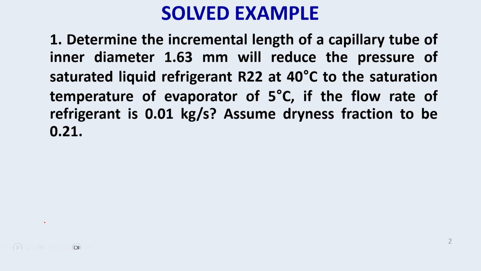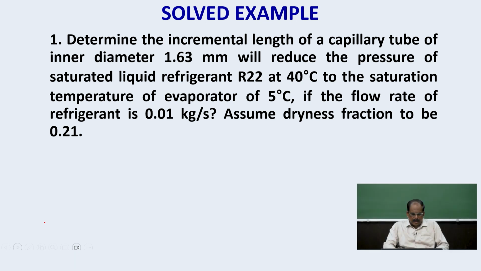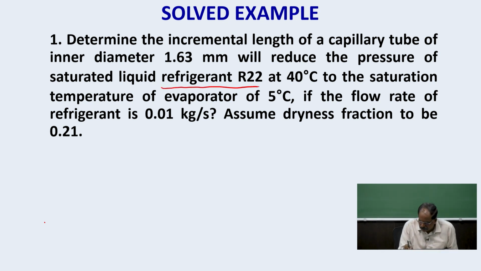Determine the incremental length of a capillary tube of inner diameter 1.63 millimeter, which will reduce the pressure of the saturated liquid refrigerant R22, from a temperature of 40 degrees centigrade to a saturation temperature of evaporator of 5 degrees centigrade. If the flow rate of the refrigerant is 0.01 kg per second, the dryness fraction is assumed to be 0.21. So, let us solve this problem.